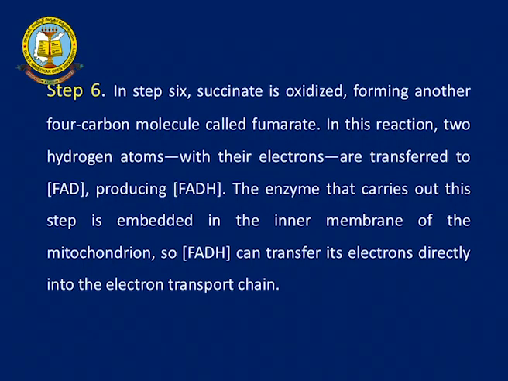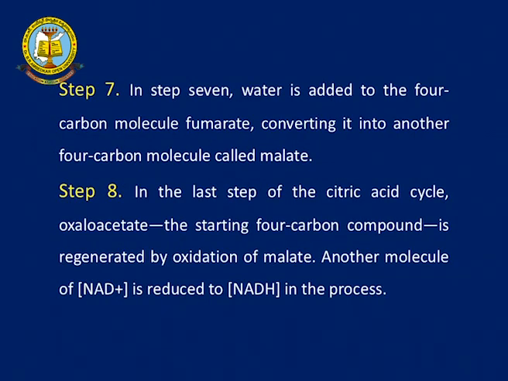In step 6, succinate is oxidized, forming another 4 carbon molecule called fumarate. In this reaction, 2 hydrogen atoms with their electrons are transferred to FAD to produce FADH2. The enzyme that carries out this step is embedded in the inner membrane of the mitochondria. The FADH2 can transfer its electrons directly into the electron transport chain. In the 7th step, water is added to the 4 carbon molecule fumarate, converting it into another 4 carbon molecule called malate, fumarate to malate.